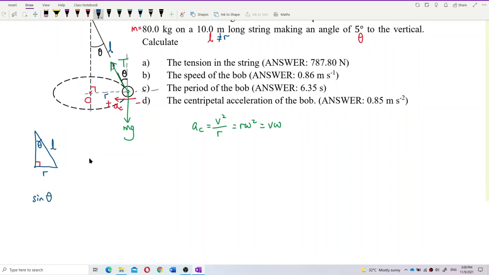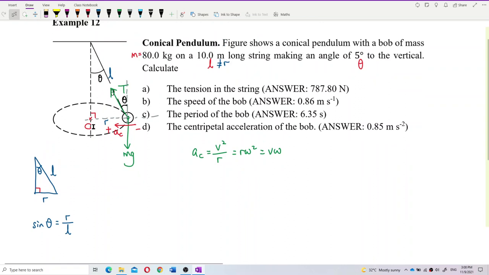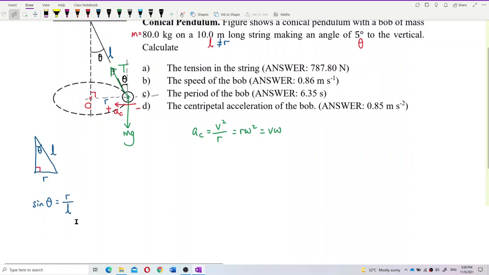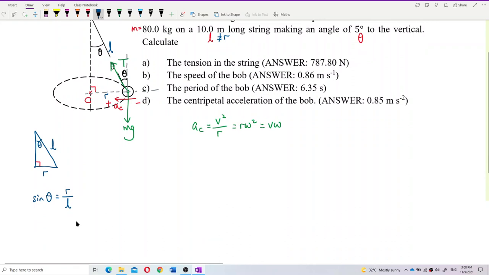Sine theta is opposite over hypotenuse. L is actually the hypotenuse. R is the opposite. So we can say R is L sine theta. R is the opposite to the angle, that's why you use sine theta.